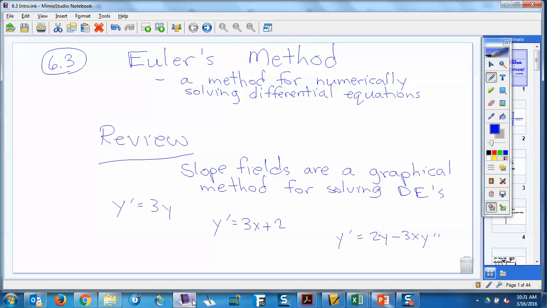Well, guess what? Same thing with differential equations. We have some differential equations we don't know how to solve. That is, we don't know how to find the original function y. So earlier this year, we used slope fields as a graphical method to approximate some solutions to differential equations. So let me remind you a little bit of what a slope field was. Now, what we're going to learn today is something called Euler's method.